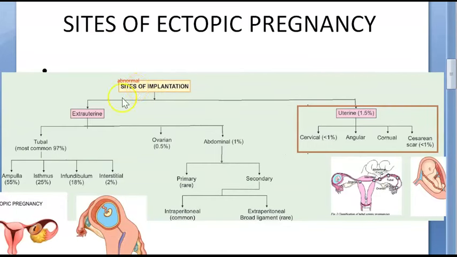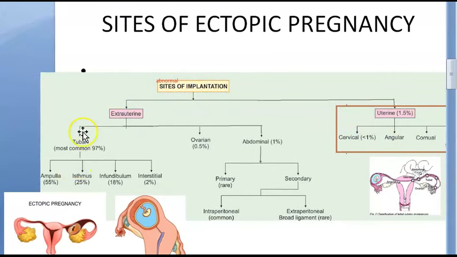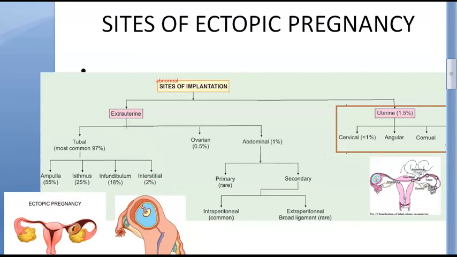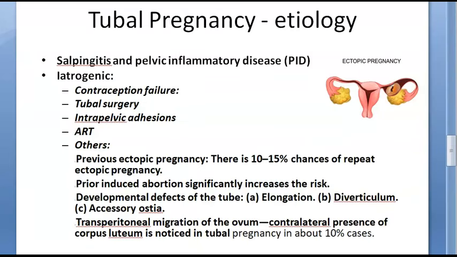So look at the sites of ectopic pregnancy. You know the abnormal sites. You know it in the uterus and outside the uterus. Outside the uterus, where and all it can be: in the fallopian tube, ovary and abdomen. Tubal, that is the fallopian tube ectopic pregnancy is the most common, right? So why is it most common here, guys, in the tube?